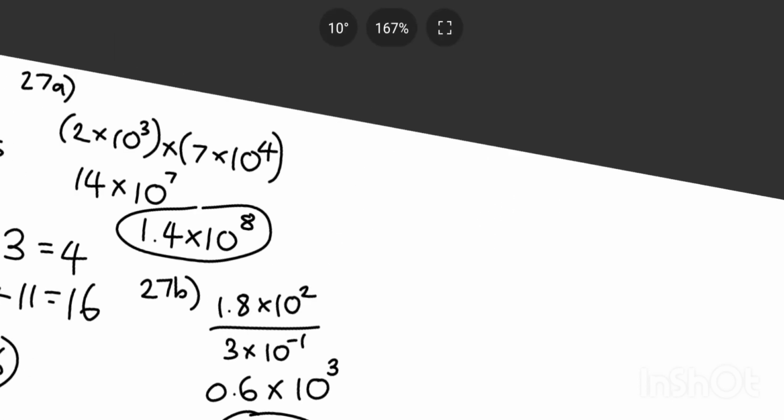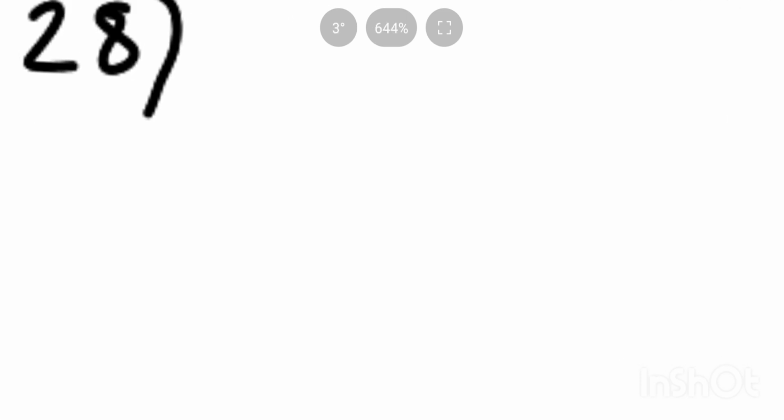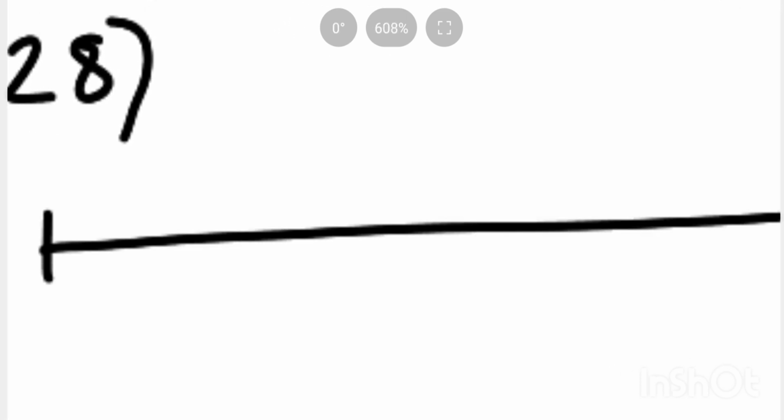Question 28. A, B, C, and D are junctions on the motorway. CD is 3 times the distance of AB, and BC is 25 miles. Salma drives from A to C at an average speed of 62 miles per hour for 30 minutes. Work out AD.